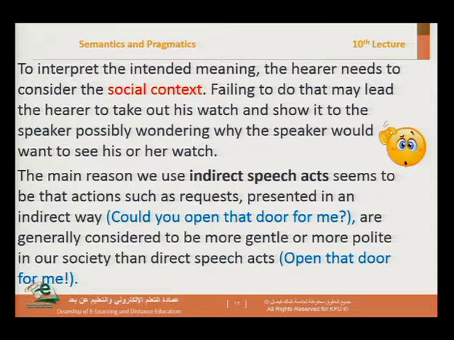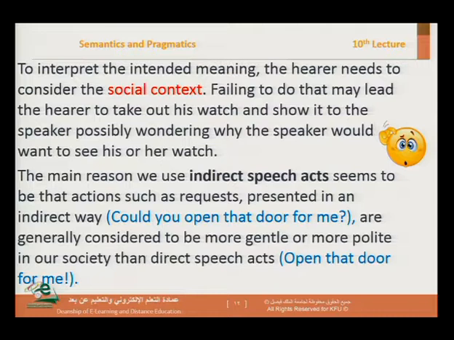Just to end with a kind of summary here. To interpret the intended meaning, the hearer needs to consider what? The social context. That's why it was really important to talk about context earlier in this lecture. You always have to consider the surrounding, consider the social context. Failing to do so may lead the hearer to take out his watch, for example, and show it to the speaker, possibly wondering why the speaker would want to see his or her watch. Like, why is he asking me about my watch? Oh yeah, I have a watch. Okay?